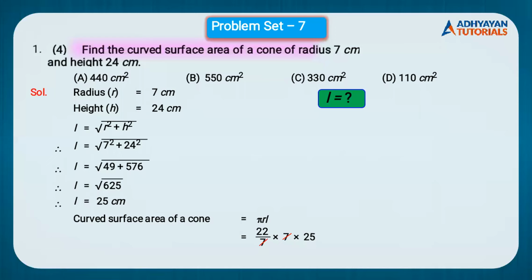Yes, did you get the answer? Perfect. It is equal to 550 centimeter square. Is it clear to all of you? So what is the curved surface area of the cone? Yes, we have got the answer. Curved surface area of cone is 550 centimeter square.